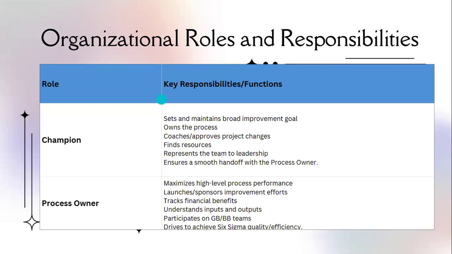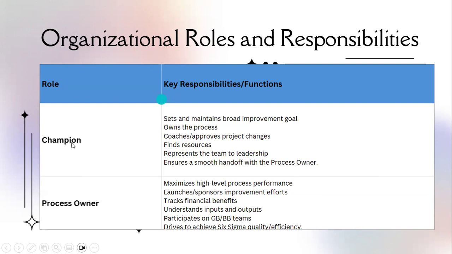And the second one: sets and maintains the broader improvement goal. See, for green belts, whatever the Six Sigma is, it's not going to happen in a single day. As we know very well, the project needs to be implemented, the DMAIC methodology needs to be studied, and the process needs to be incorporated to see the improvement goals, right? And you are the owner of the process, right? You have to own the process to make the improvement.